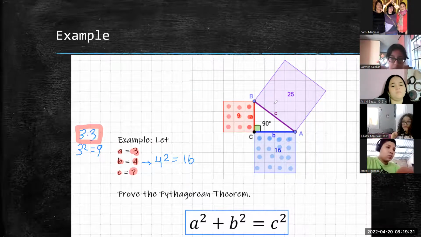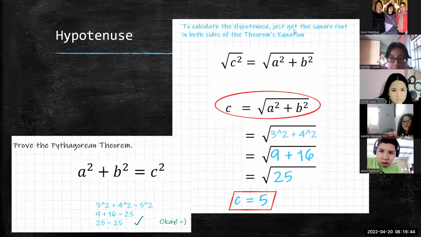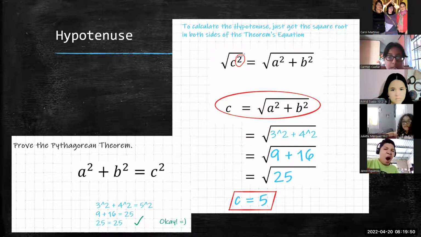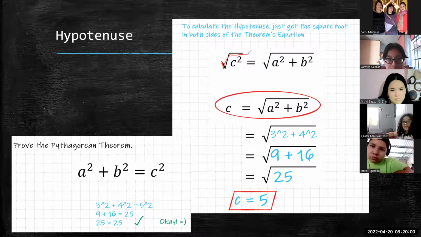How much is going to be C? To calculate C, or to calculate the hypotenuse, you need to take the square root on both sides of the theorem's equation. Remember what we do in physics, when we need to get rid of the square in the equation of final velocity squared, what do we do? We take a square root on both sides of the equation. So we're going to apply the same principle here. You apply the square root on the two sides of the equation. In this way, you get rid of the square, leaving you the hypotenuse alone.